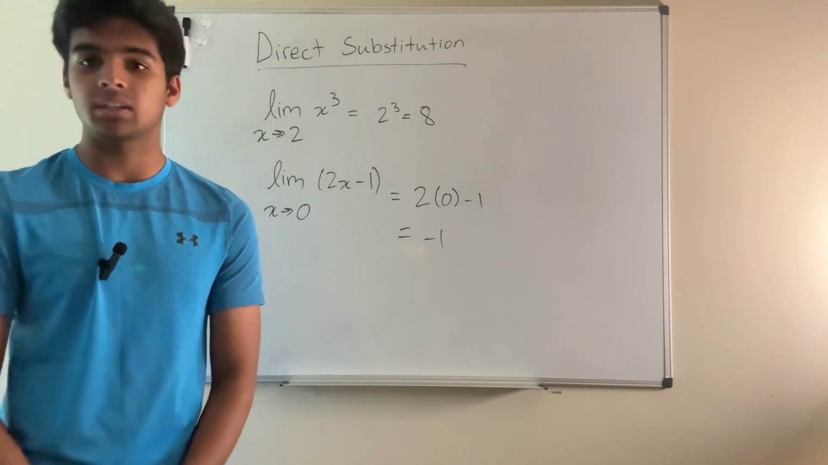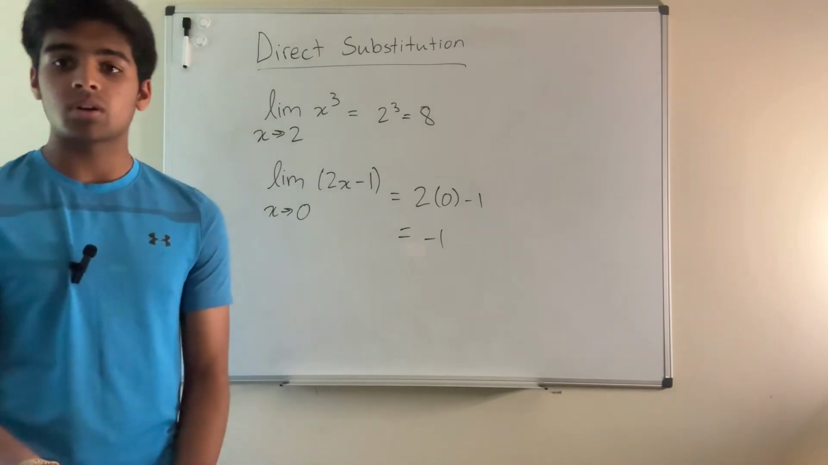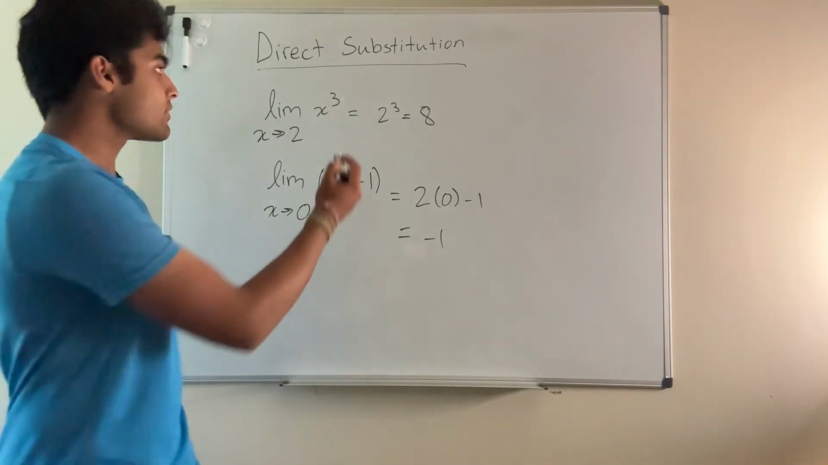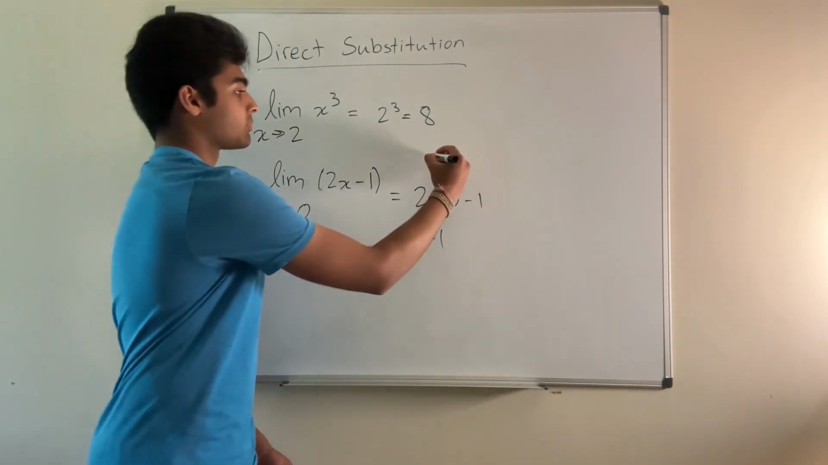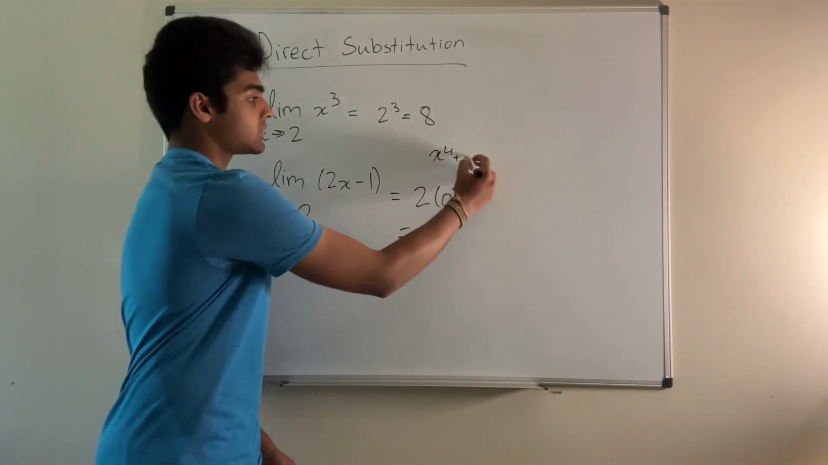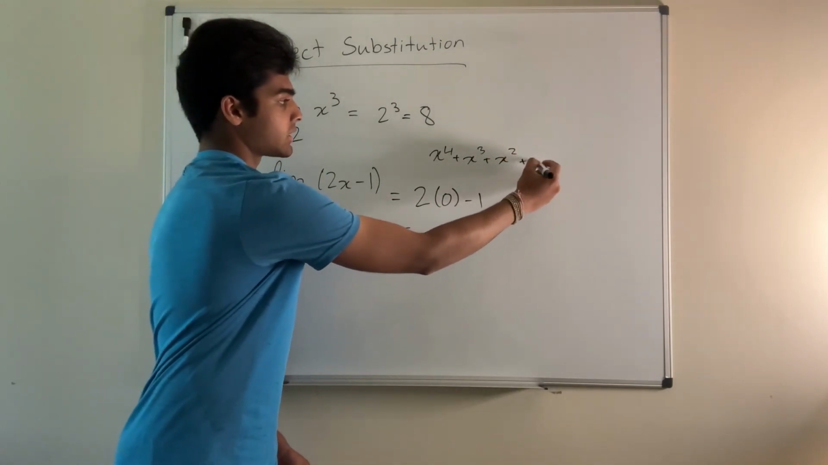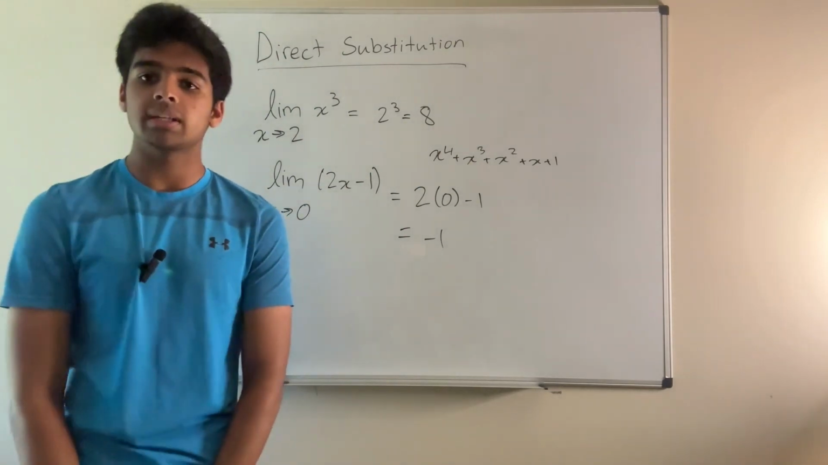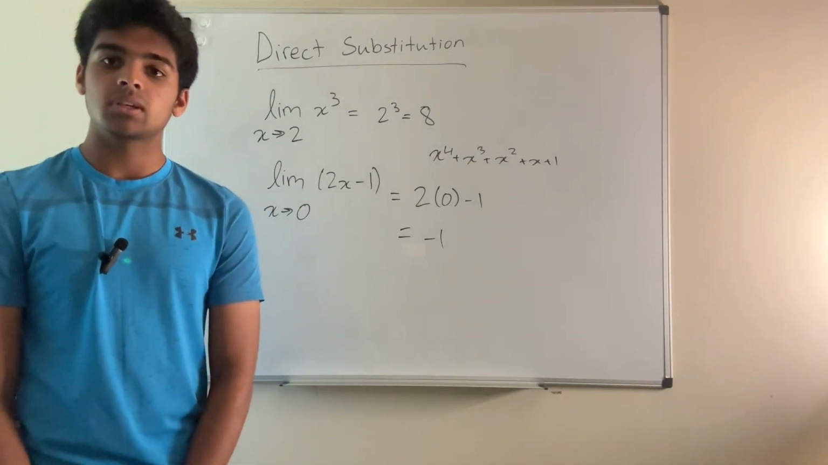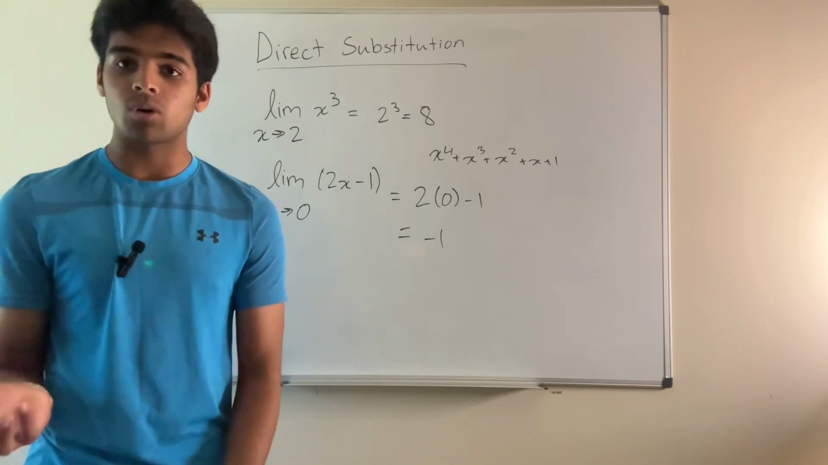So basically polynomials are functions that have x to a degree, such as x to the fourth plus x to the third plus x squared plus x plus 1. That would be a polynomial, and all polynomials are inherently continuous. And this also means that x exists for all real numbers.